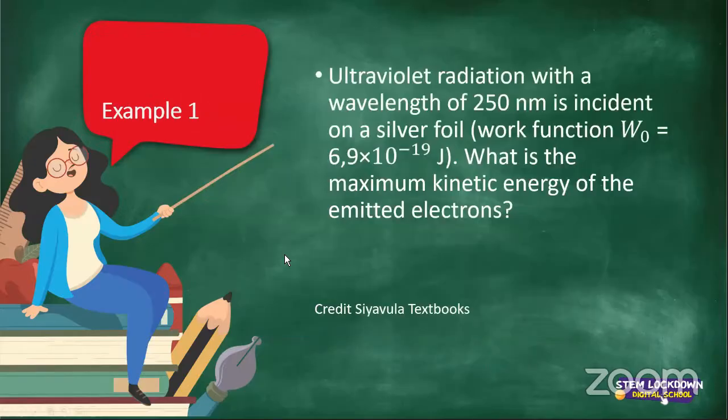So here's a question. They tell us that ultraviolet radiation with a wavelength of 250 nanometers is incident on a silver foil with a work function of 6.9 times 10 to the negative 19 joules. What is the maximum energy of the emitted electron?